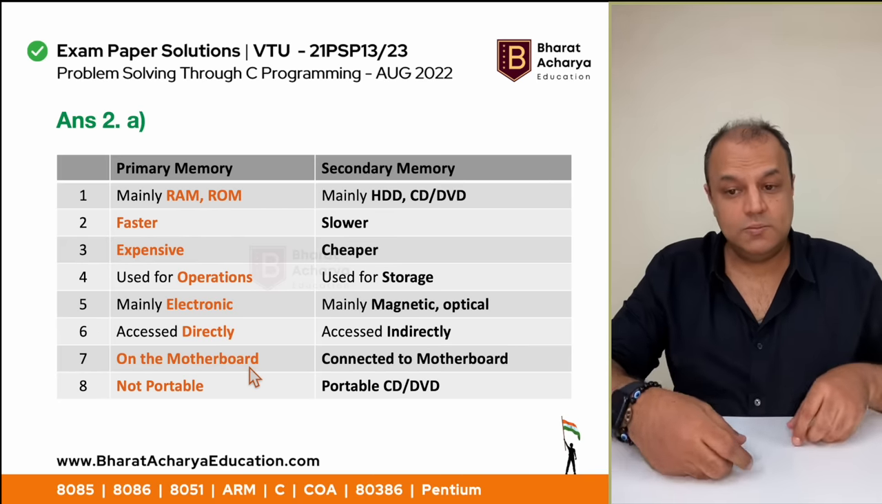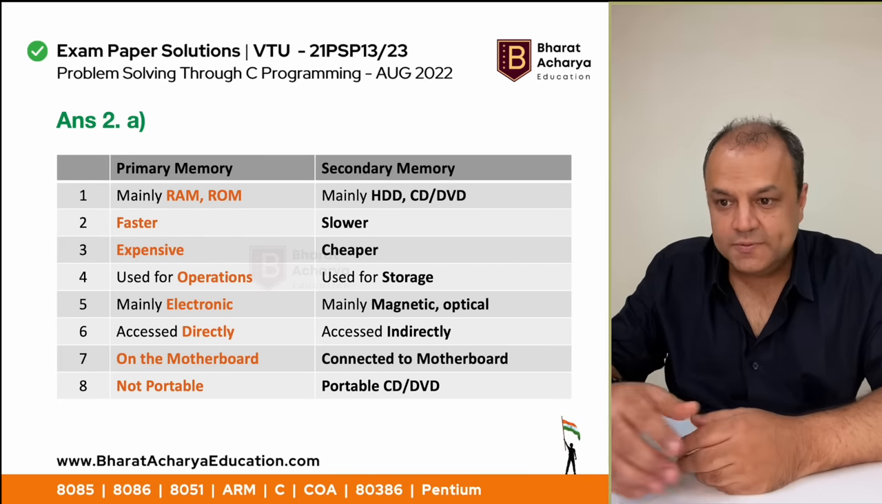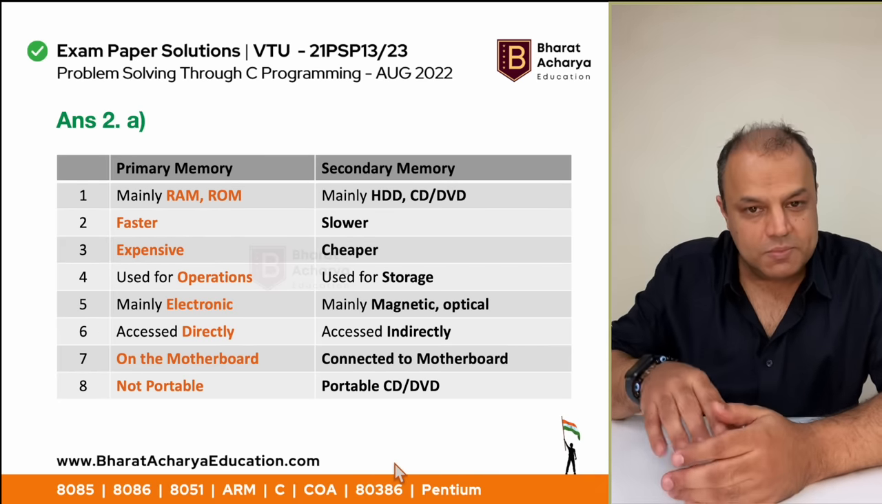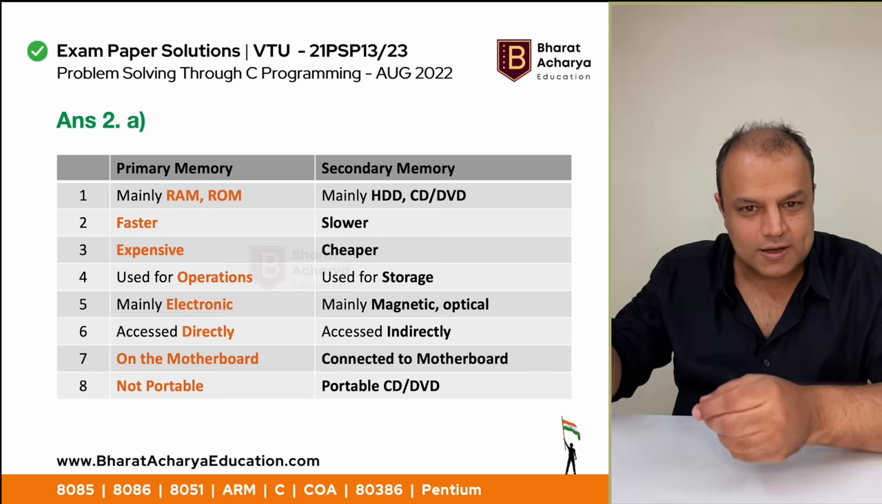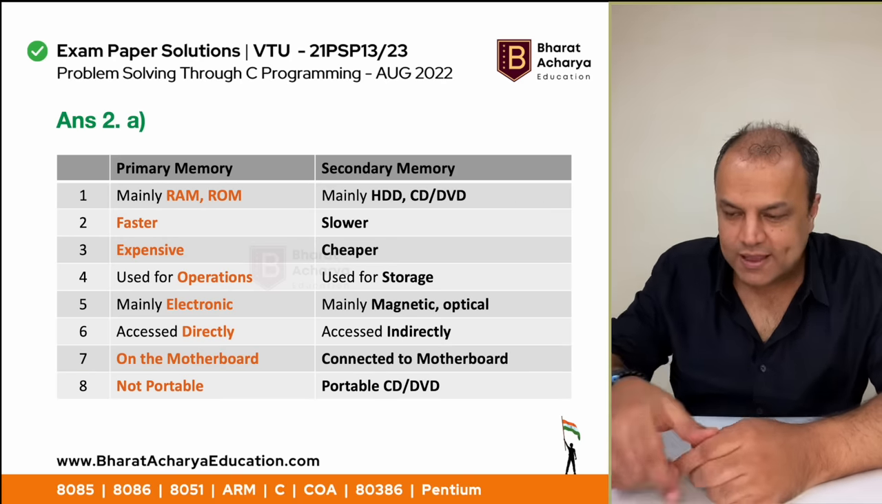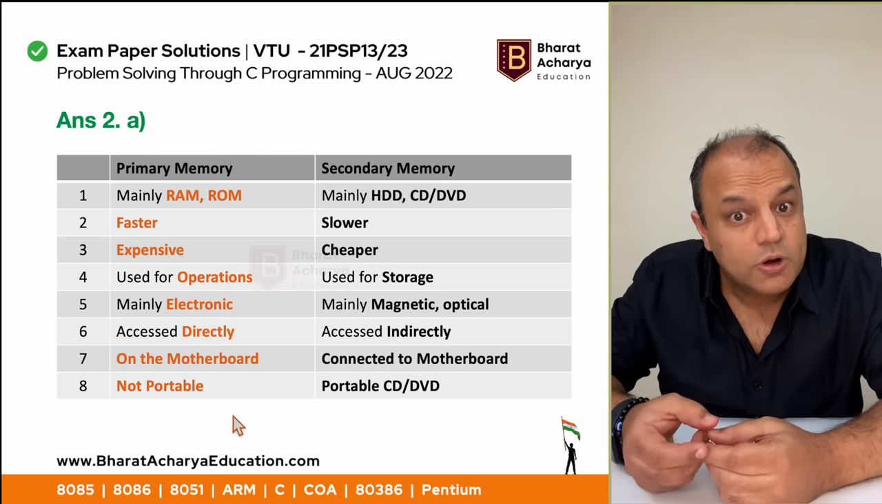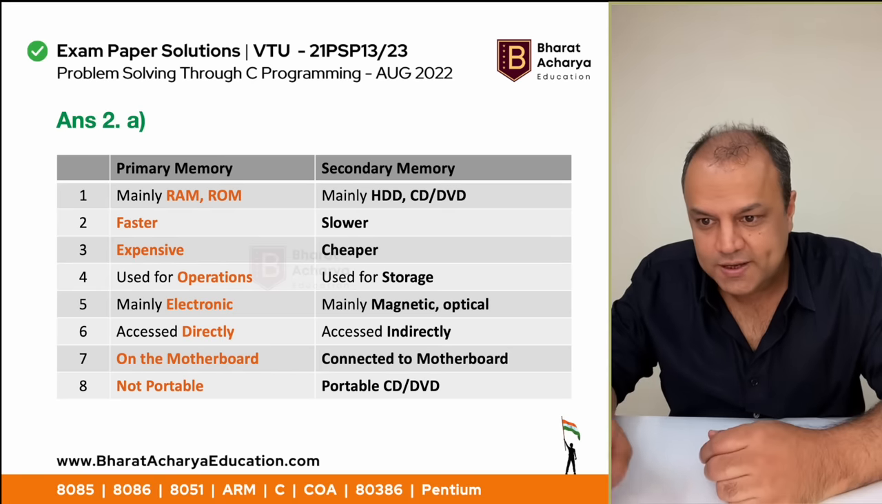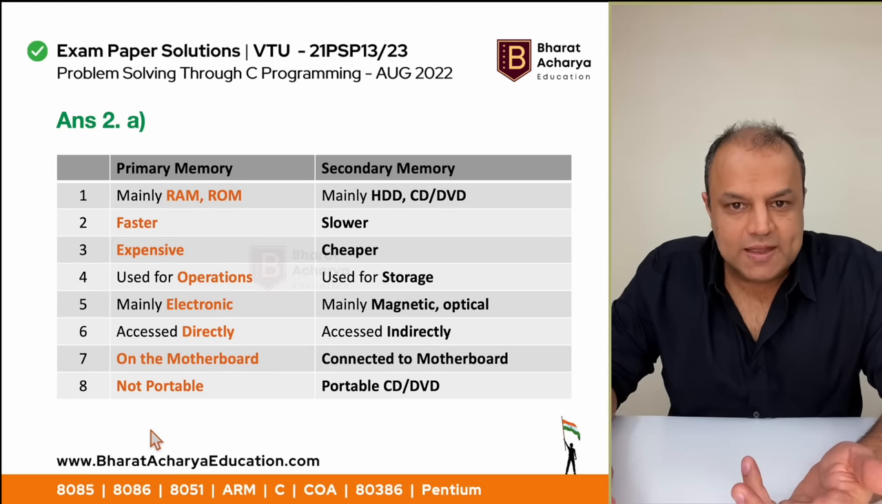Primary memory is on the motherboard. When you open the motherboard, you see RAM, ROM inside. Secondary memory is connected to the motherboard. Hard disk, floppy, CD, they're all connected by connecting cables. You will see those big fat cables, which are all becoming smaller and smaller. It's just better engineering.